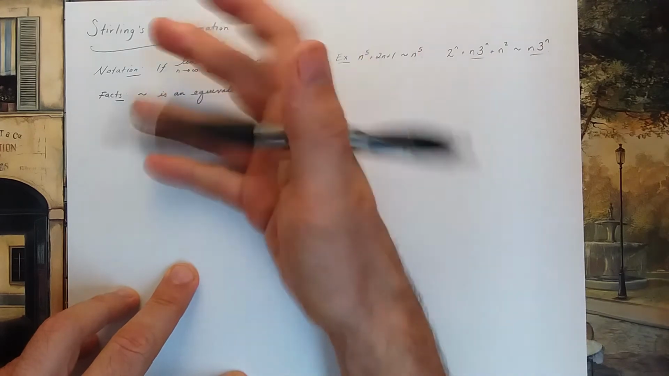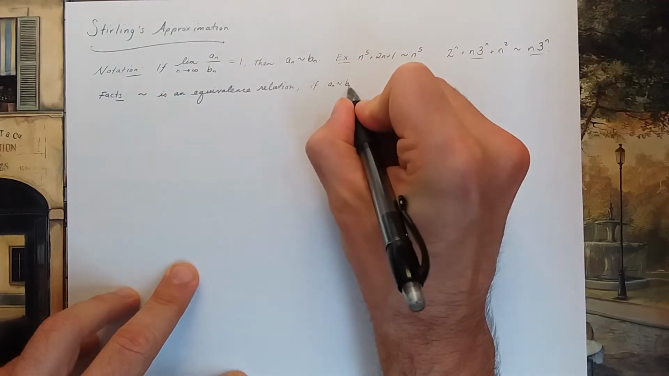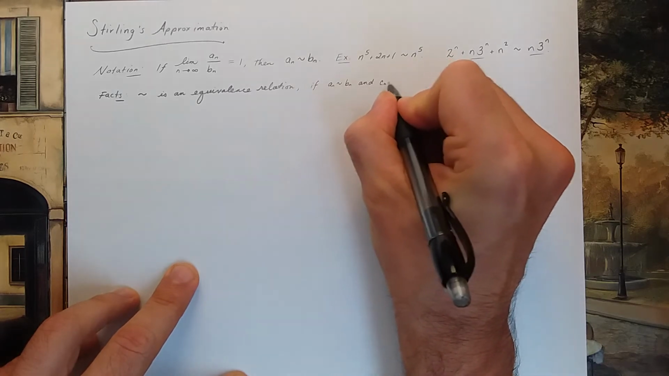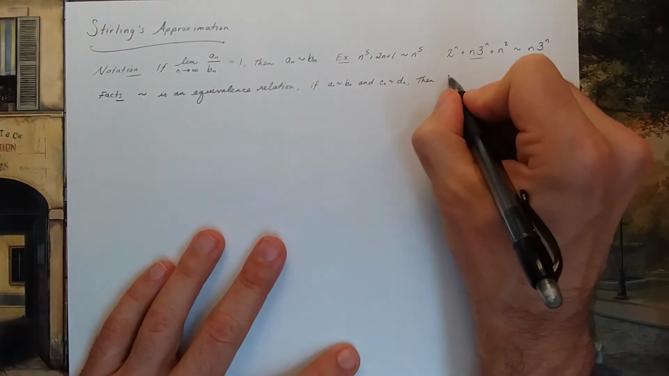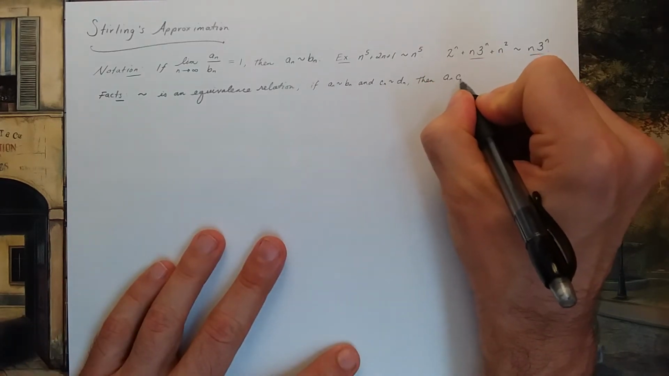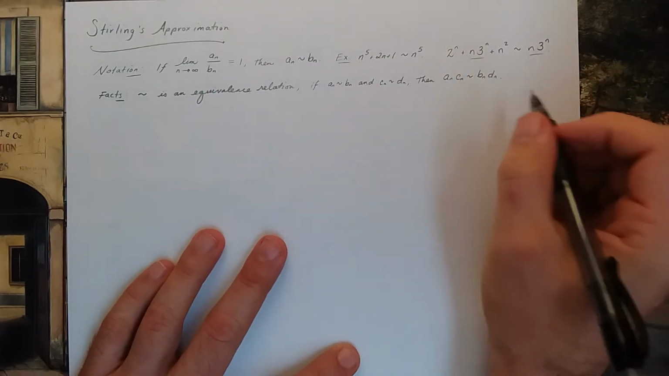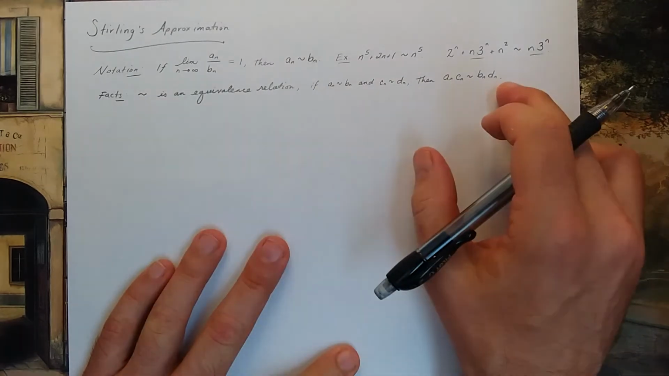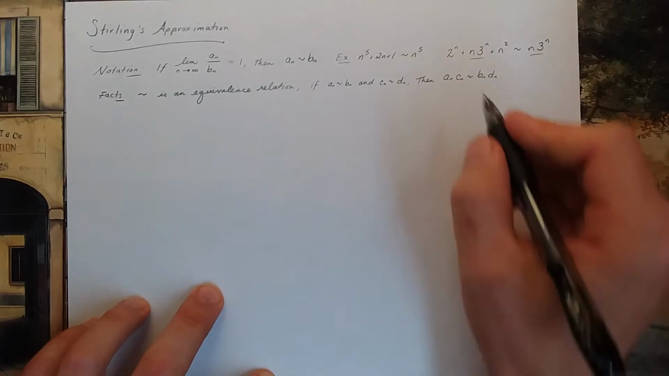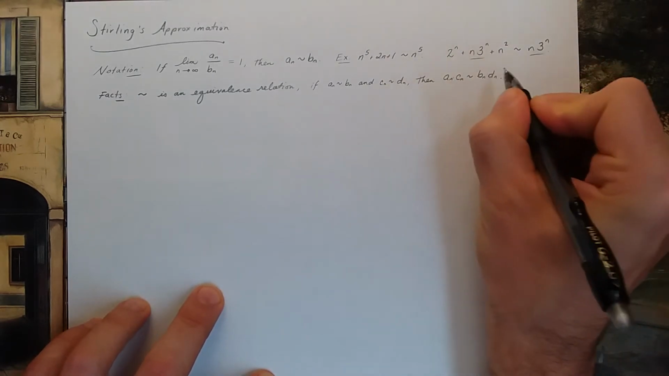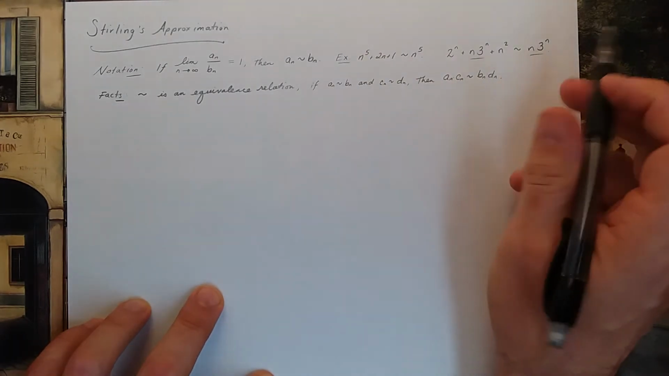Another fact is if an is asymptotic to bn and cn is asymptotic to dn, then it follows that an cn is asymptotic to bn dn. So these facts you can prove with basic properties of limits. They're really not that difficult to show. I will point out, though, that if you replace the multiplication in this statement with addition, then the statement is no longer true.